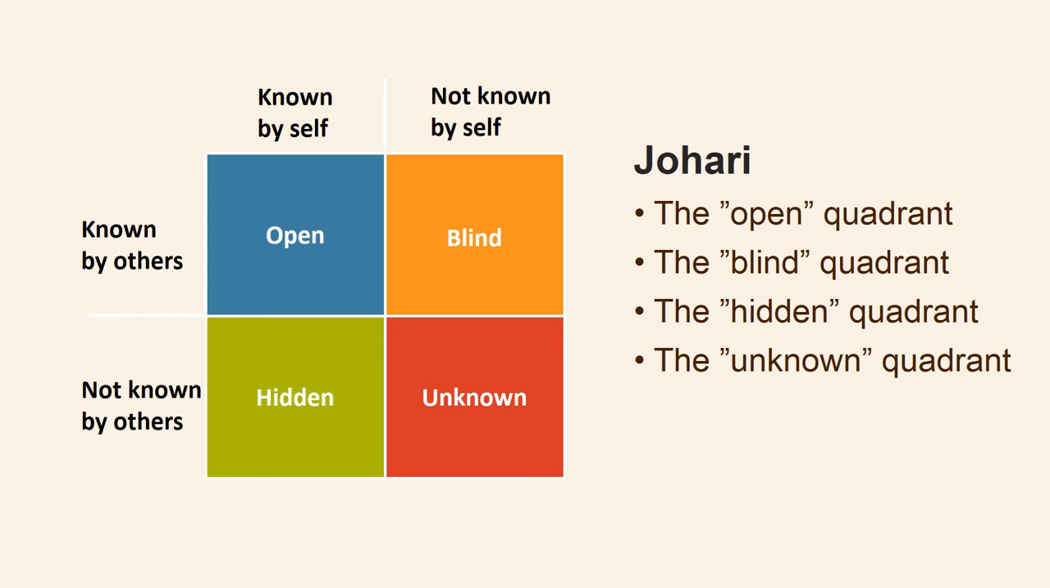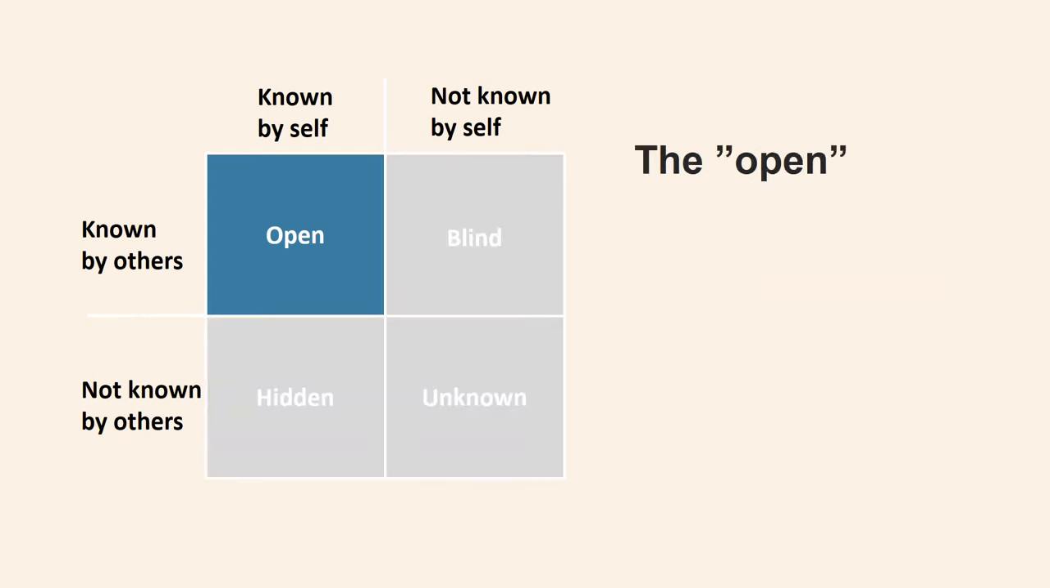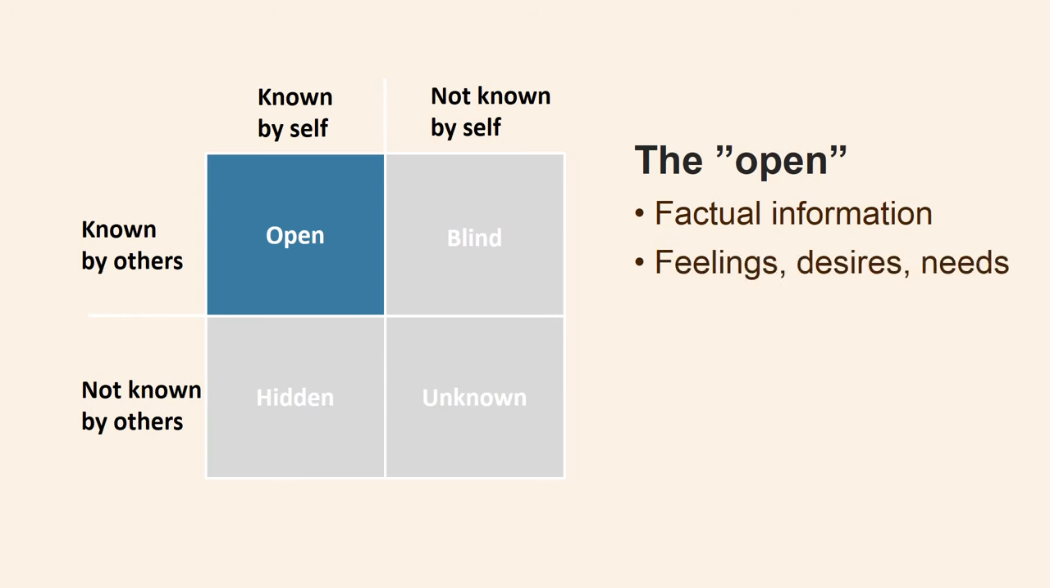Now we shall review how each of the quadrants must be understood. The open quadrant represents things that are known by myself and are known by you. I know my name, and so do you. If we have been introduced to each other, it is factual information. But the quadrant can also contain feelings, desires, and needs.